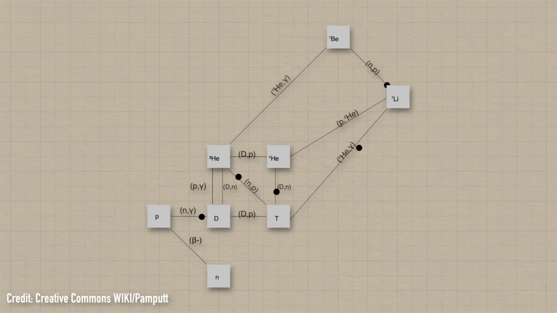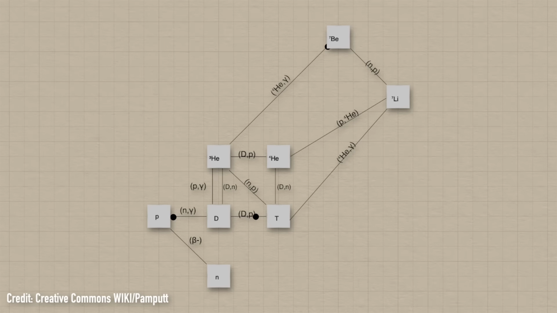But these reactions are a cycle of binding protons and neutrons together to make these atomic nuclei and then them decaying again. So the amount of each element that you end up making actually ends up depending on the ratio between the amount of normal matter you have in the universe and the number of protons you have in the universe.